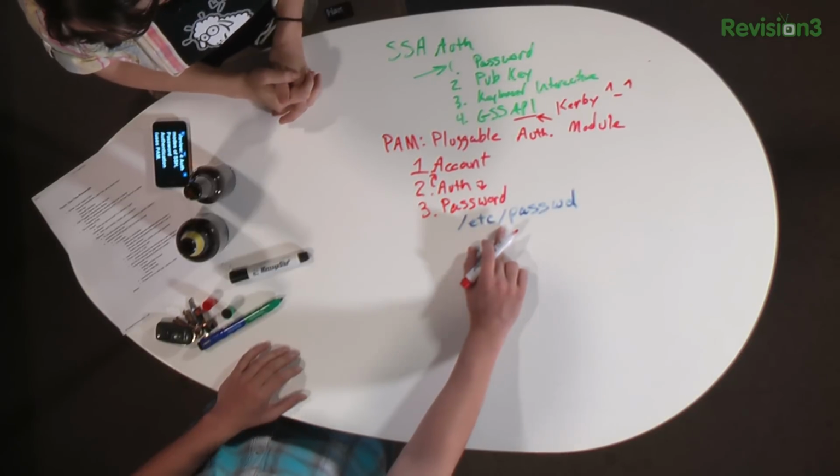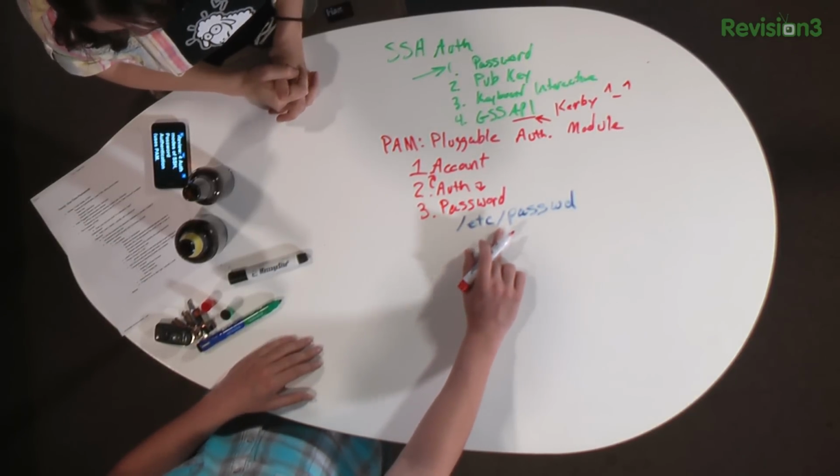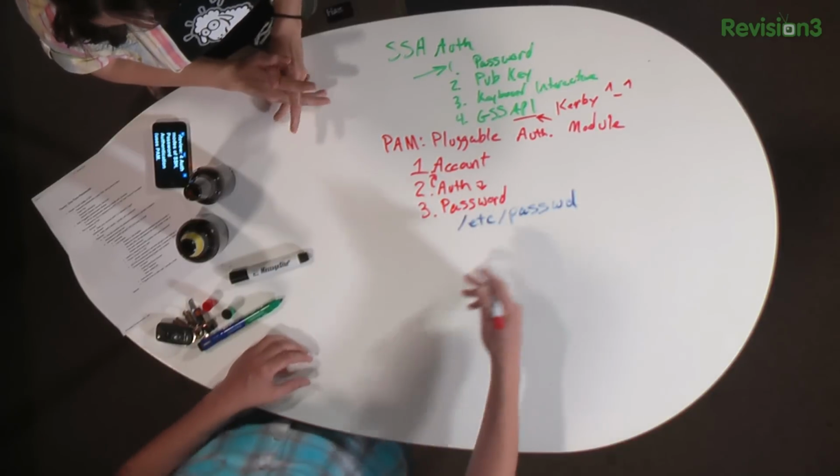Basically, the reason that I bring this up is because PAM, as it's responsible for the passwords, is going to use this database file that you find on a typical Unix system that lives in this directory called etc, and the file is called passwd. It's just a text file.